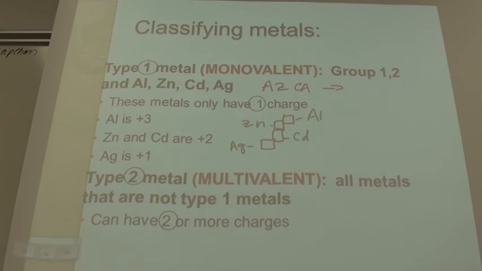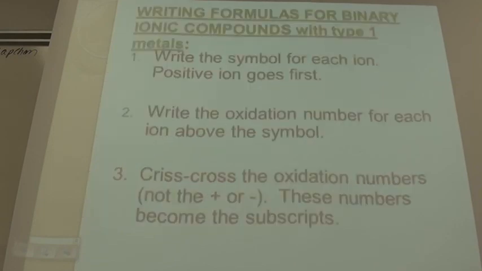cations. A type 2 metal is multivalent, and type 2 metal is all metals that are not type 1. They can have multiple charges, and we'll use this when we start naming. But before you name, you need to be able to write a formula. Please write down these instructions for writing formula for binary ionic compounds.